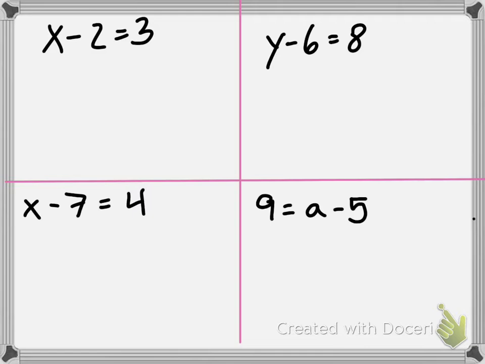Jalen, what number is on the same side as X for that problem? What number is on that same side? 2. And what's happening to that 2? Is it being added, subtracted, multiplied, or divided? Subtracted. So I'm going to do the opposite to solve. What am I going to do? Perfect. Add 2 to both sides. Negative 2 plus 2. Hey, that's gone. What is 3 plus 2, Jalen? That's our answer. That's us showing our work.